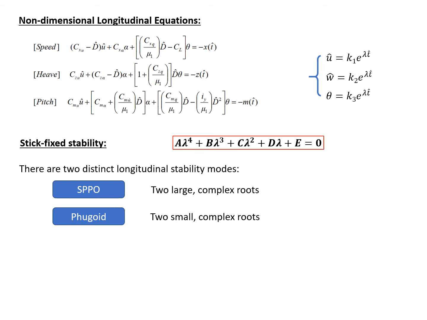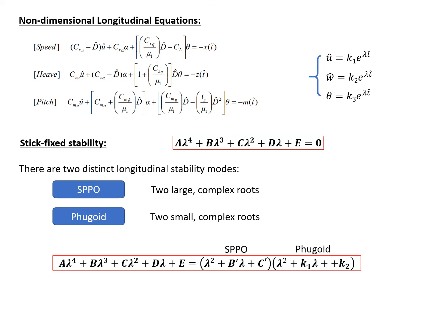Okay, so let's see how we can solve it. Since we know there are two modes, we can separate the quadratic equation into two quadratic equations. The first one is about the SPPO, the second is about the phugoid mode. And the task now is to determine B prime, C prime, K1, and K2.